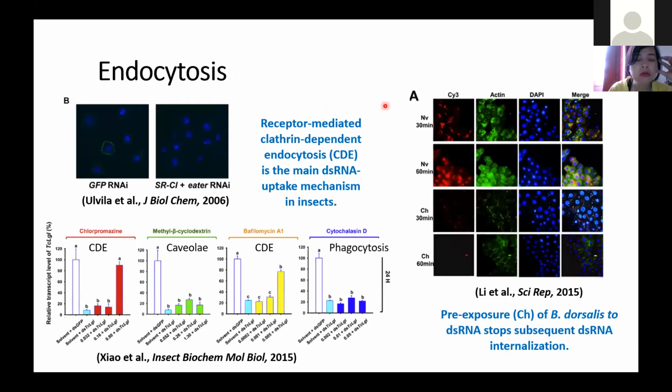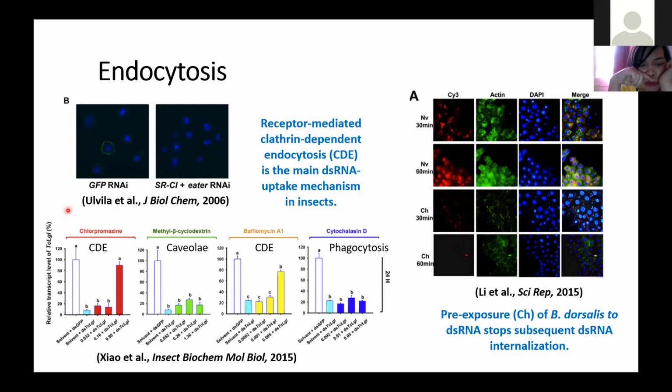In insects, receptor-mediated, clathrin-dependent endocytosis seems to be the main double-stranded RNA uptake mechanism. You can see on the top left that double-stranded RNA localizes around the periphery of cells and shows up as this green ring or dots. But when scavenger receptors are knocked out, that signal is lost. So this implicates those receptors in double-stranded RNA uptake.